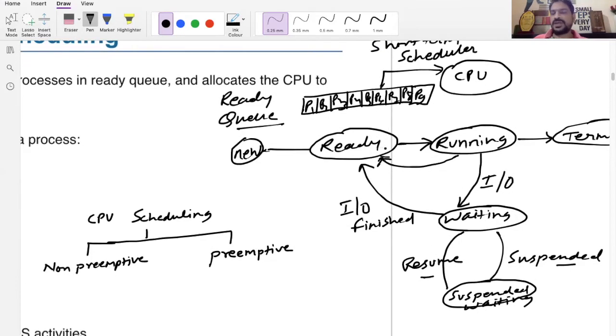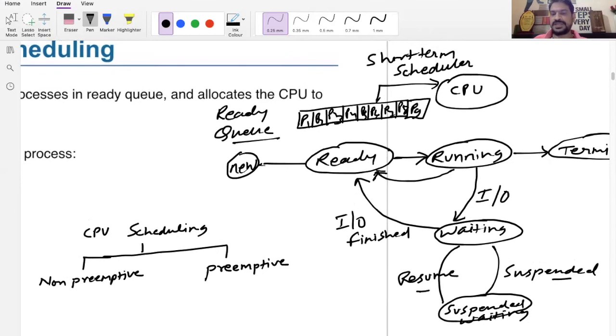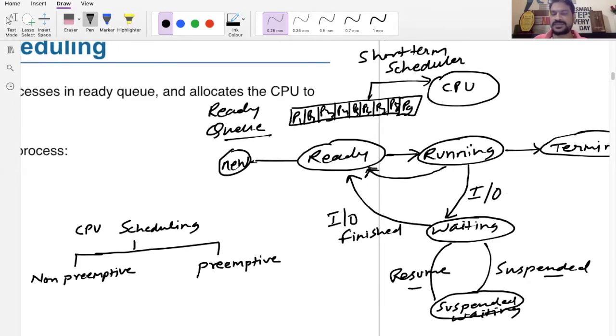Now, what is the meaning of preemption? Preemption means if some process is running, in the running state, and something happens based on the scheduling. Let's say we are using some priority based scheduling. What happens in priority based scheduling is, let's say a new or higher priority process comes into the ready state. So the scheduler will have to allocate the CPU to that particular higher priority process.